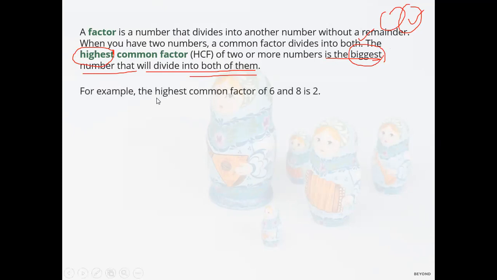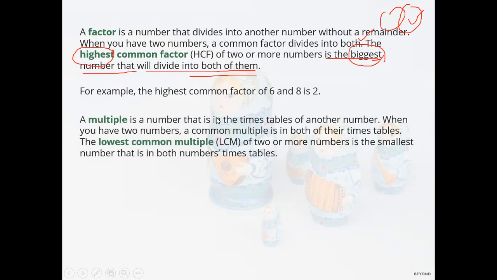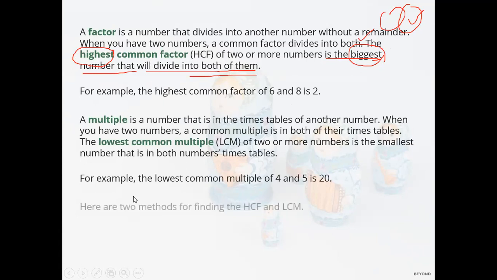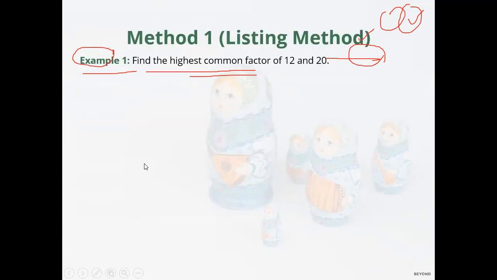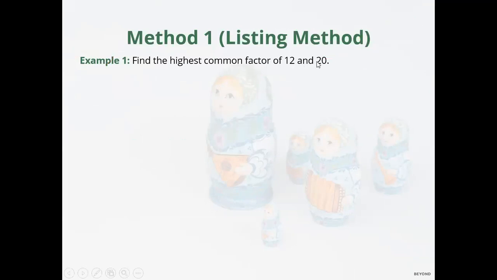For example, the highest common factor for 6 and 8 is 2. Let's check this out. Okay, I don't want to go to multiples yet. Let's find this one. Here's an example: find the highest common factor of 12 and 20. So remember, now go back to factors. What do we do? We list all the factors of 12 and 20.